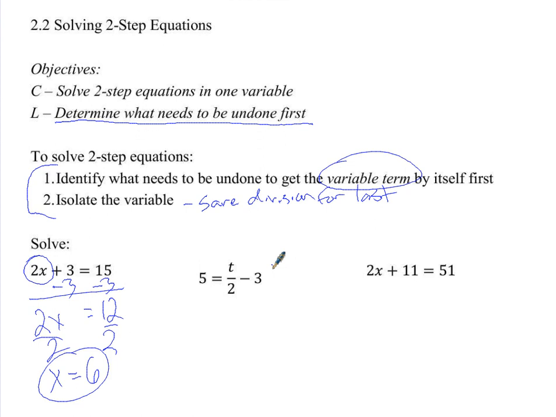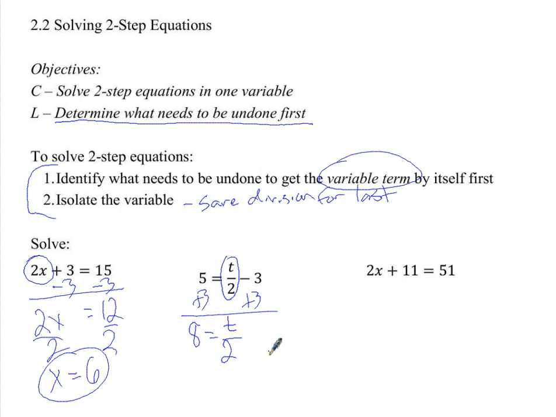What should we do first on the second one? Yep, we want to undo what's being done to the variable term. That's the variable term. You undo minus 3 by adding 3 to both sides. What do we get on the left? 8 equals t over 2. And then the minus 3 and the plus 3 add to 0. They're gone.